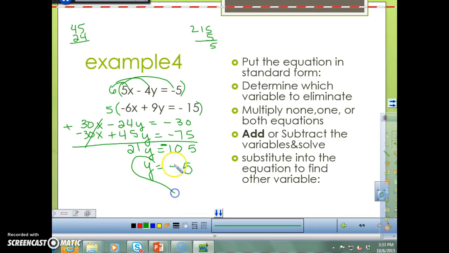And then we're going to take that answer and we'll put it back into one of the original problems. I always put in the first one.